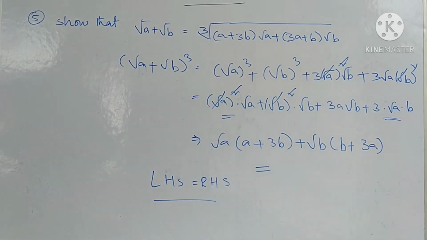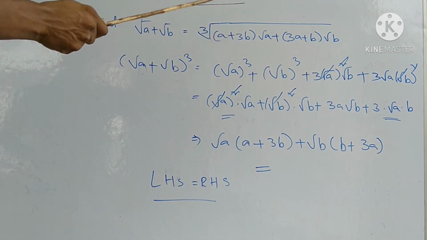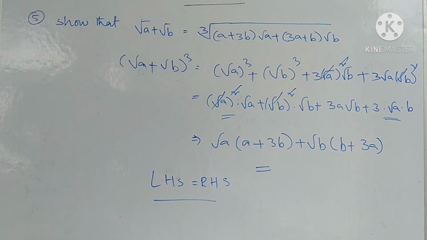This is the fifth question from exercise D. Show that root a plus root b is equal to the third root of (a plus 3b) into root a plus (3a plus b) into root b. So the third root transposes to a cube.